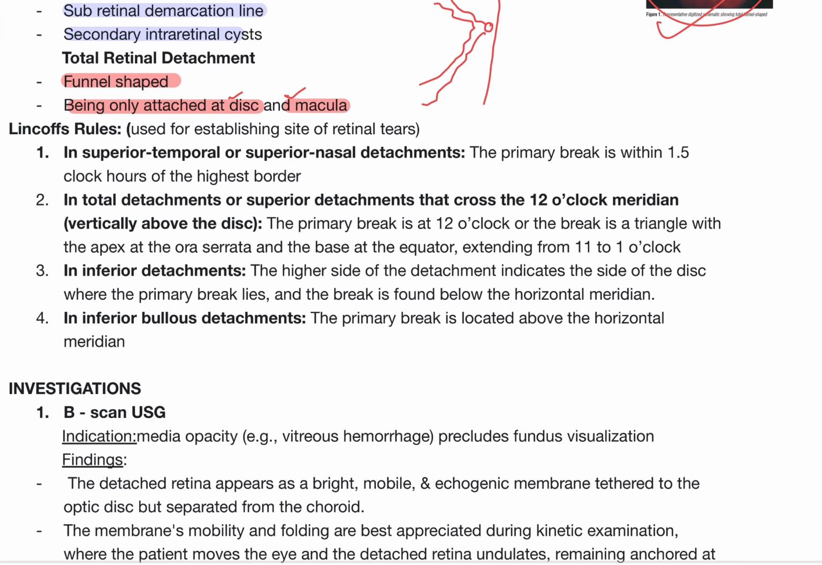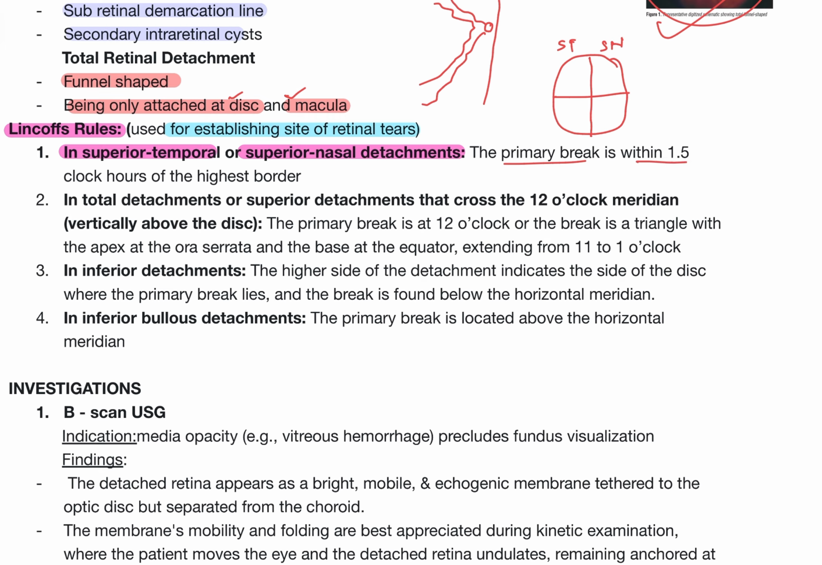Okay. Next, the most important one is Lincoff's rules. Lincoff's rules are used to establish the site of the retinal tear, that is, where the retinal tear has actually occurred. First is superotemporal or superonasal detachment. Let us always take the right eye. So this is your superotemporal or superonasal detachment.